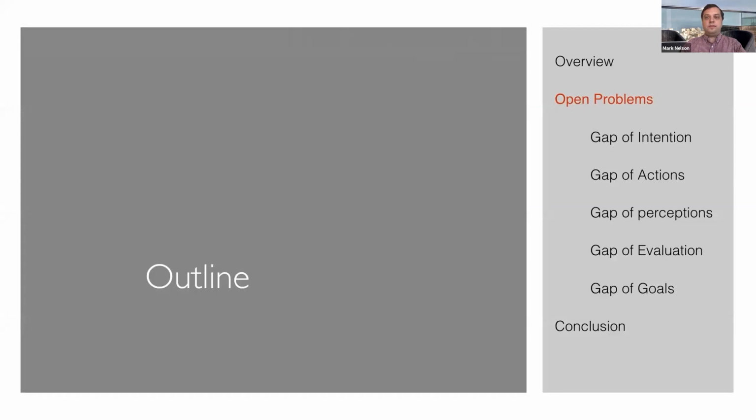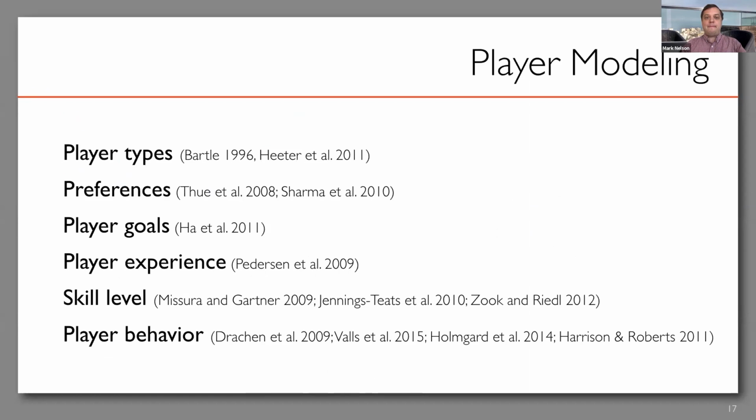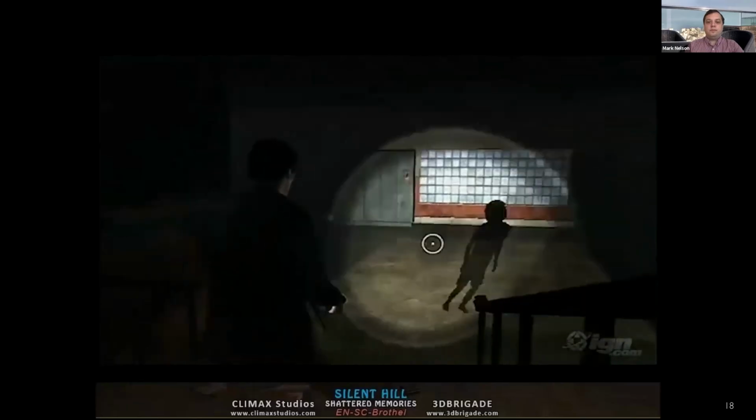So let's use it as a framework to examine the state of game personalization research from this player's perspective. First, gap of intention. There is currently a wide gap between what a player intends to do and what the adaptive system may think her intention is. A common approach to infer intention is player modeling. The idea is to model certain aspects of the player that are particularly relevant to adaptation. The game AI community has developed a large body of work on player modeling. However, the gap of intention persists.